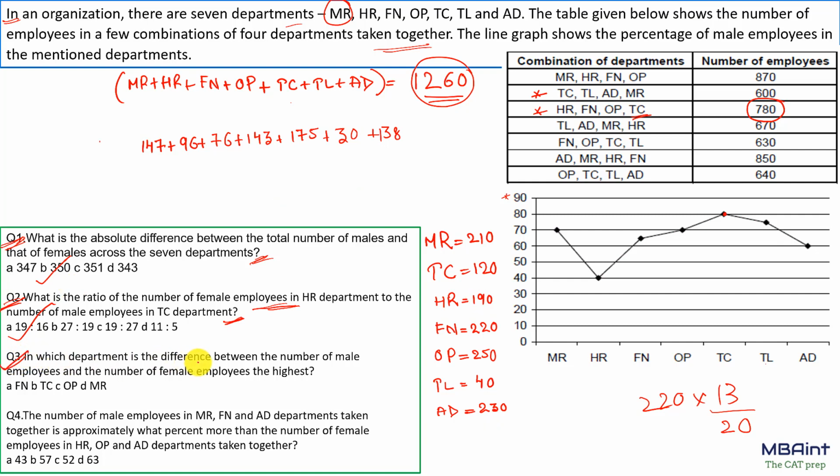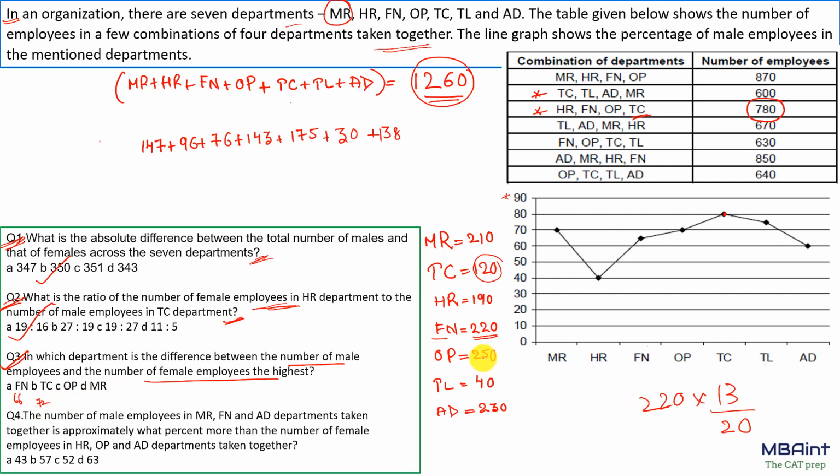Moving to the third question, it says, in which department is the difference between the number of male employees and the number of female employees highest? So we have 4 options. Let's check for FN. FN, total number of employees is 220. FN gives that 65% are male. So if 65% are male, then the remaining 35% would be female, and the difference would be 30%. So 30% of 220 makes it 66. Similarly for TC, this is 80%. 80% are male, so 20% are female, the difference is 60%. What is 60% of 120? 12 into 6 makes it 72.